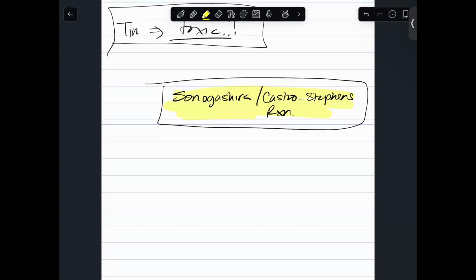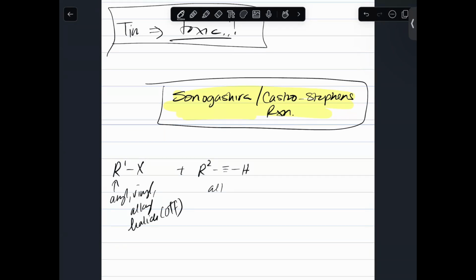Okay, so the Castro-Stevens reaction is very similar to the Heck in the sense that you have an aryl vinyl alkyl halide or triflate, and you have a pi system. In this case, your pi system is an alkyne. You add your palladium catalyst.